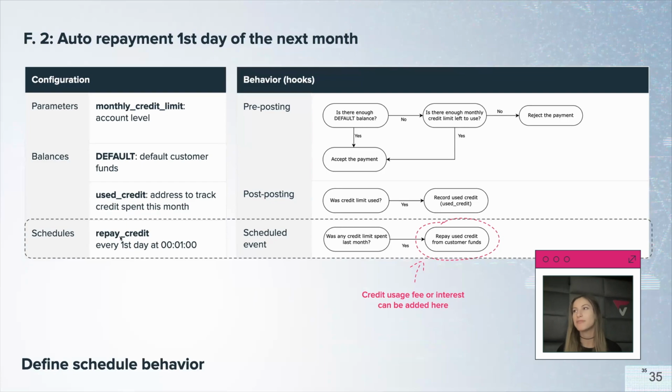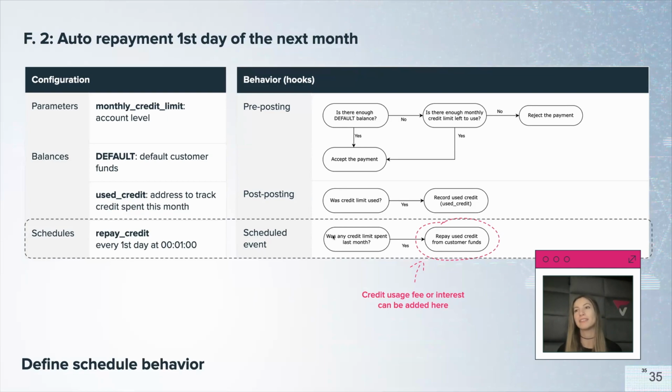The way how I can define this in the smart contract is to define an event, which I will name repay credit, and I will just write a definition that this event should be executed every first day of the month at, let's say, 1 o'clock at night. Right now, if I put this definition into a smart contract, the smart contract will note that every first day of a month at 1 o'clock, it should trigger a behavior. And what the behavior is, I will again implement with the scheduled event hook.